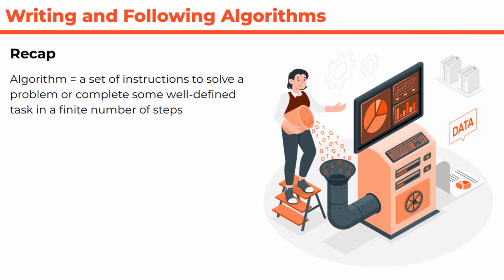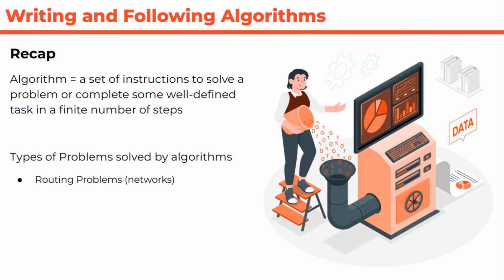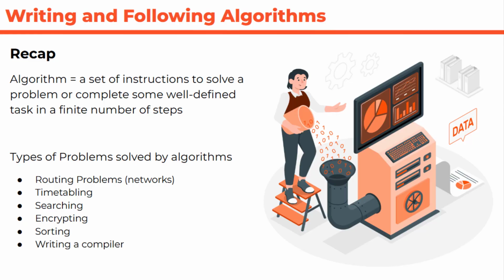An algorithm is a set of instructions to solve a problem or complete some well-defined tasks in a finite number of steps. Okay? It's the steps taken to solve a problem, if you like. Now, types of problems solved by algorithms are things like routing problems in networks and packet switching. We've got timetabling problems, searching for numbers in arrays and lists. We've got encryption of data, sorting algorithms in ascending and descending order, and even writing a basic compiler. These are all problems that get solved by algorithms, people.